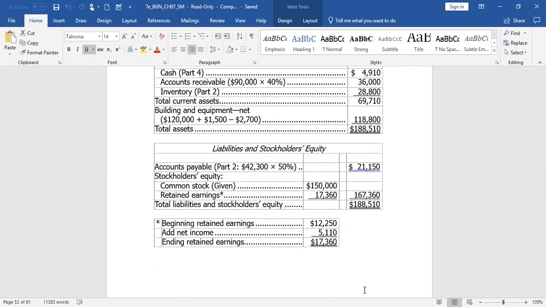So that's a great illustration of the entire master budgeting system and how we complete those steps. And it's very similar to what you'll be doing for your graded problem.